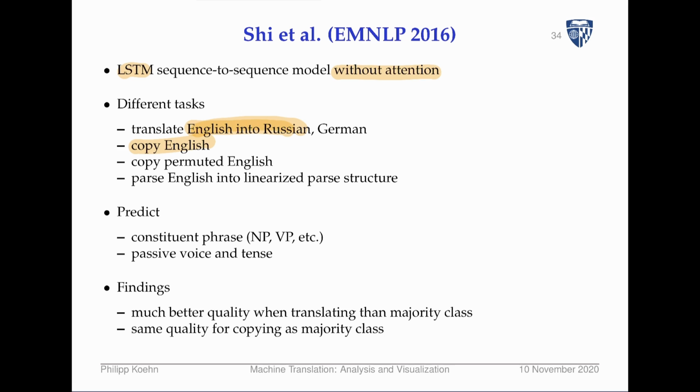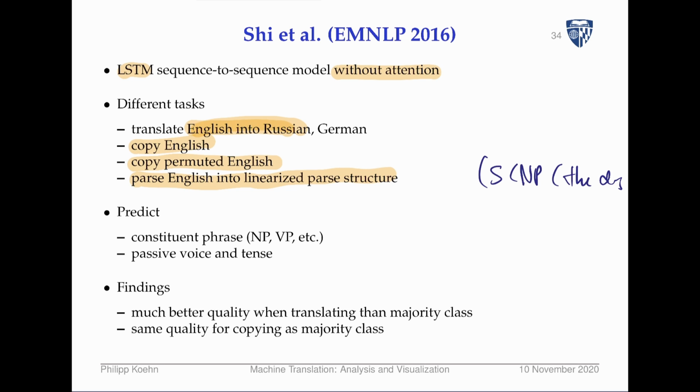Another task is shuffling up the English sentence, provide that as an input and output, and then copy that. Another one is to parse English into a linearized parse structure. So this is basically producing output in the form of sentence, noun phrase, the dog. So these kind of bracketed structures that we discussed at some point.